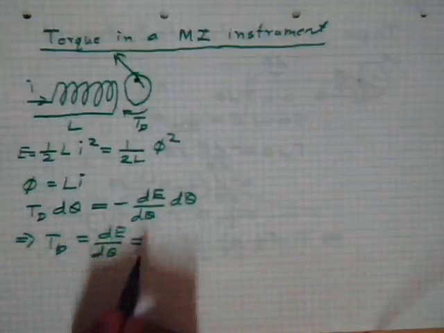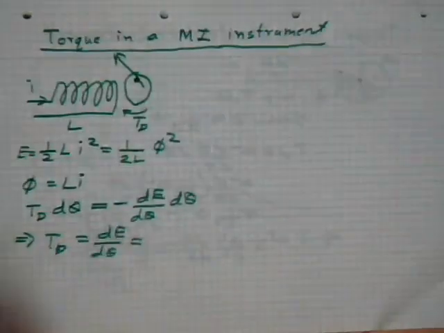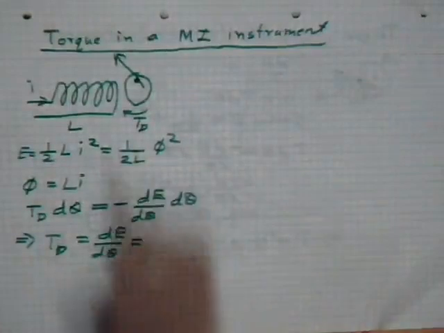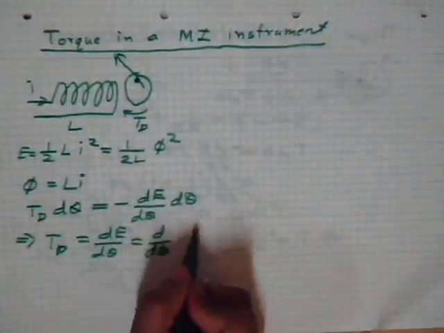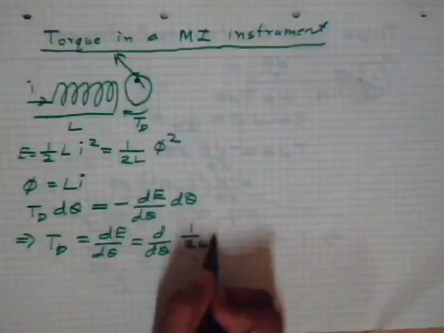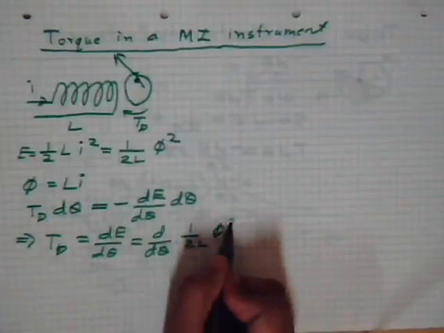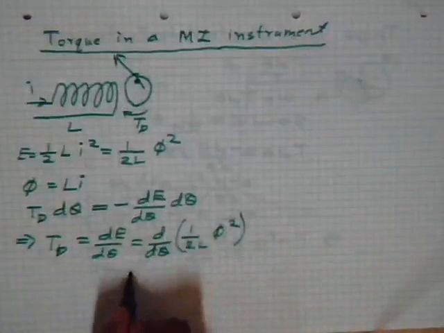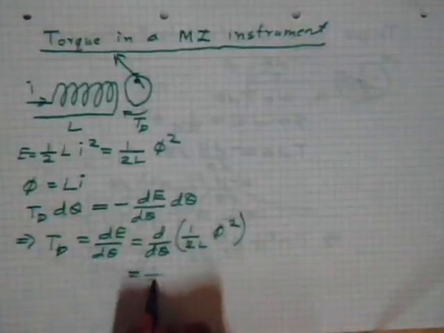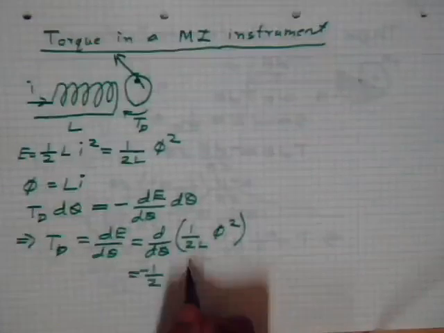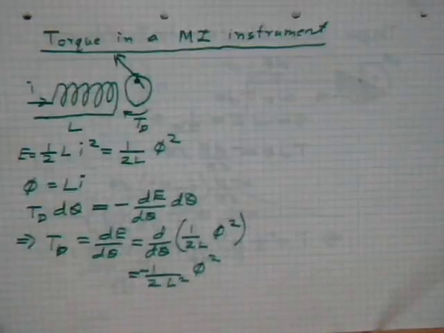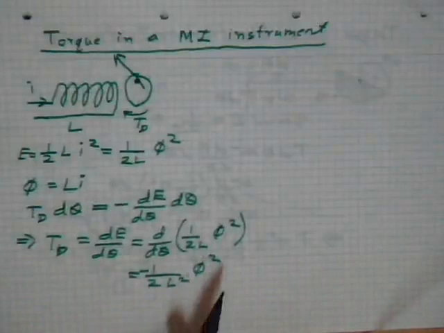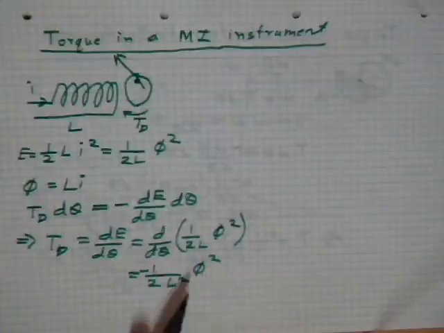Now let me put in place of E this expression. So I have d d theta of half 1 by L phi square. So then this is equal to half minus 1 over L square phi square, if phi square is a constant. So I'm assuming phi square is a constant.